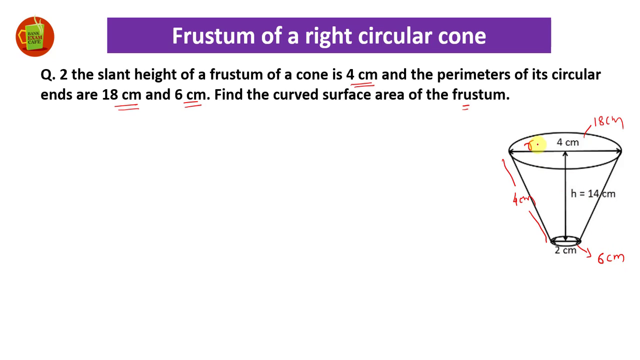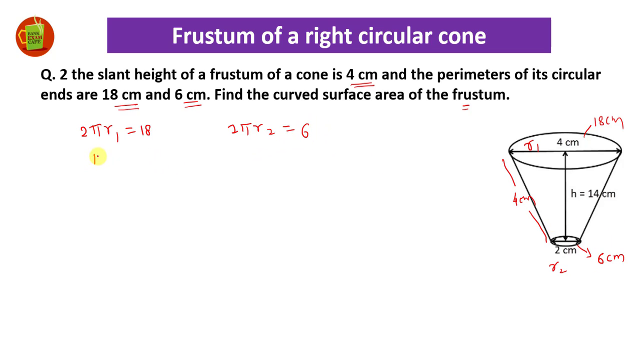Let R1 be the radius of the upper portion and R2 the radius of the lower portion. It is given that the circumference of the upper portion is 18 centimeter, so 2 pi R1 is equal to 18 centimeter, and similarly 2 pi R2 is equal to 6 centimeter.